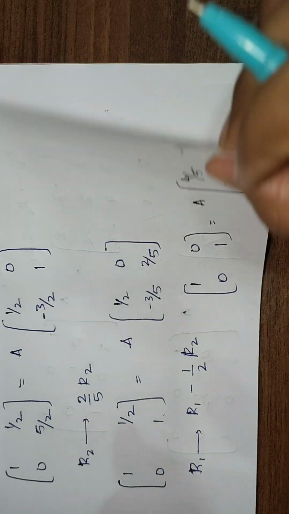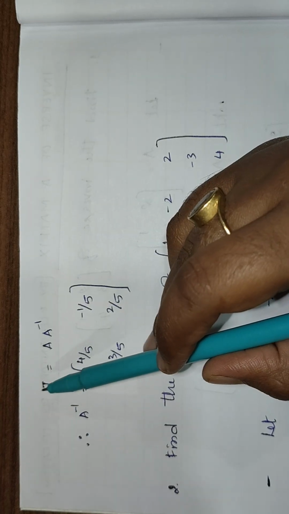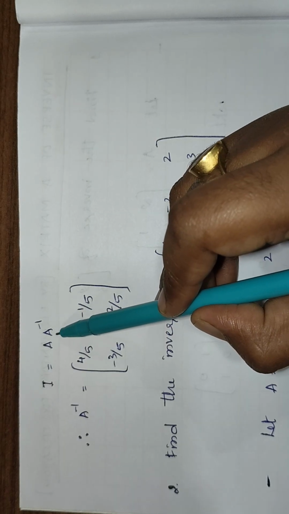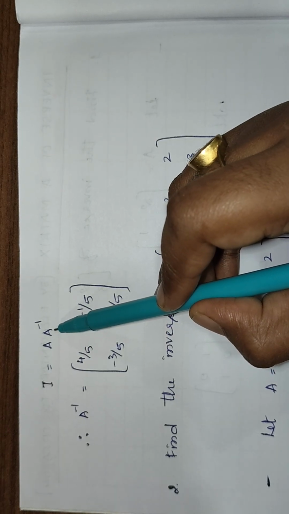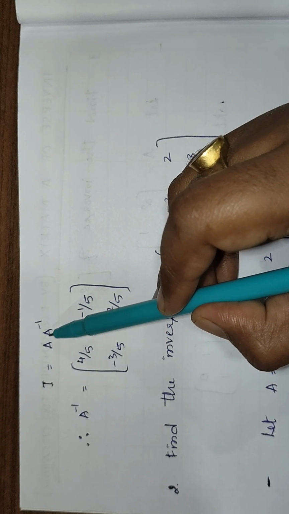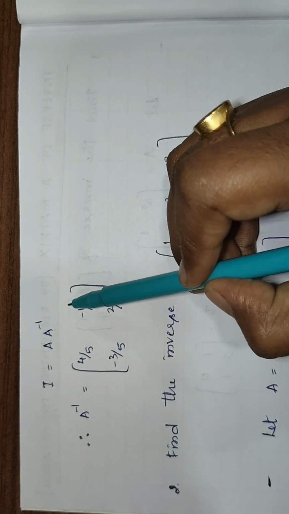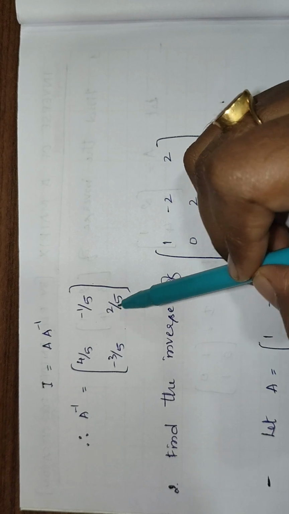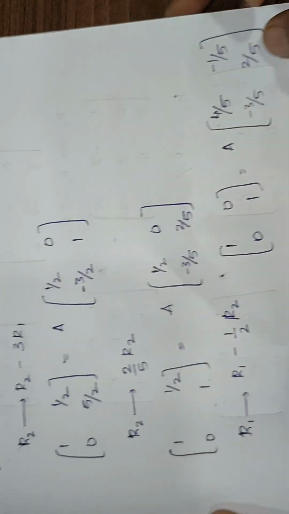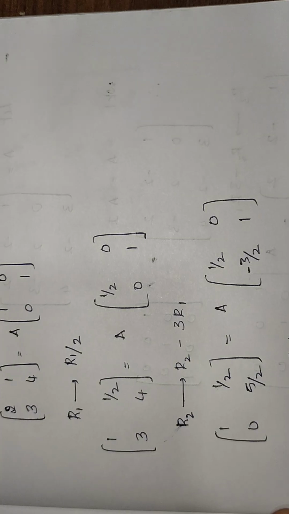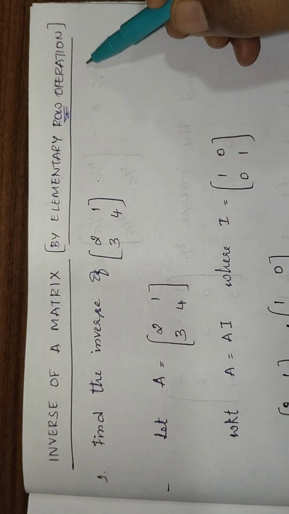We know this also, I is equal to A into A inverse. So this matrix on the right hand side is nothing but the inverse of A. Therefore A inverse is equal to 4 by 5, minus 1 by 5, minus 3 by 5, 2 by 5. So this is all about how to find the inverse of a matrix using elementary row transformation.